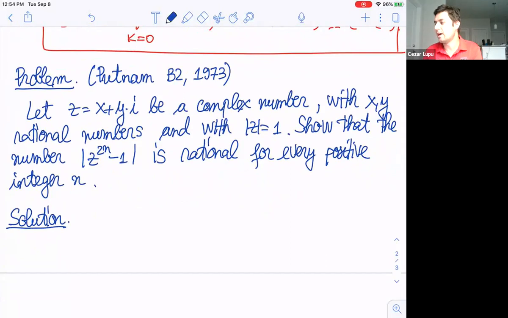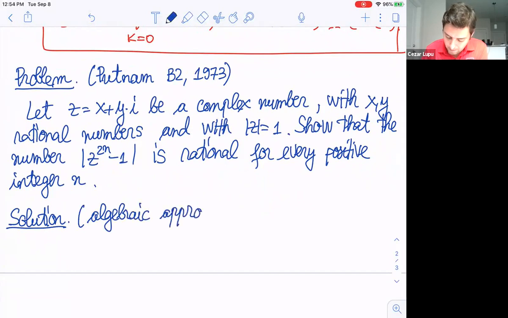So now let's use the algebraic approach, let's say. Basically, I'm just looking at this problem. I'm just going to use only the algebraic form of a complex number. So I'm not going to do anything fancy with cosines and sines, exponentials and stuff like that. So let's see. What should we do first?